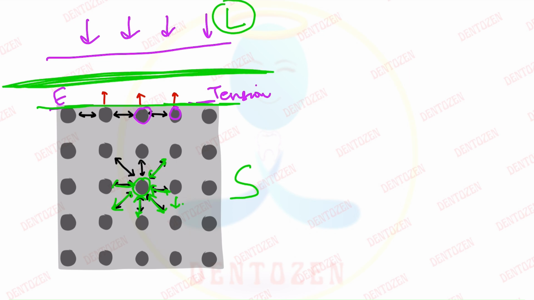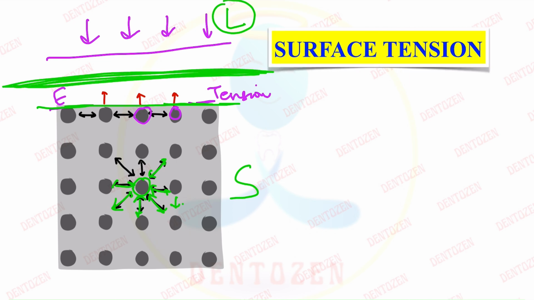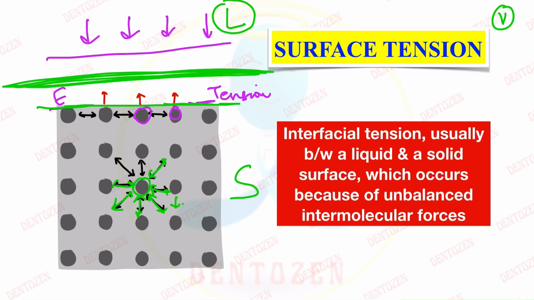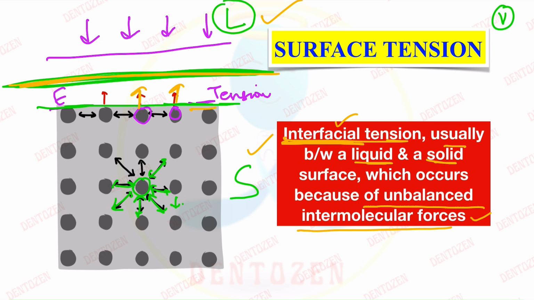So how can we define surface tension, which can be a viva question? It is the interfacial tension that is present at an interface. What interface? Usually between a liquid and a solid. So this is an interface between a liquid and a solid. And why is it there? Because of the unbalanced intermolecular forces. The forces here are not balanced. So at the surface they have energy, and that is why there is tension. So this is surface tension.